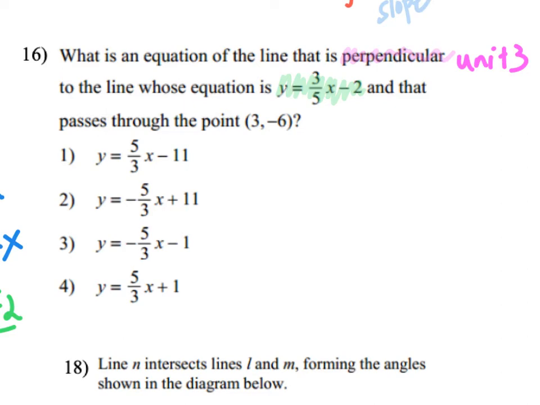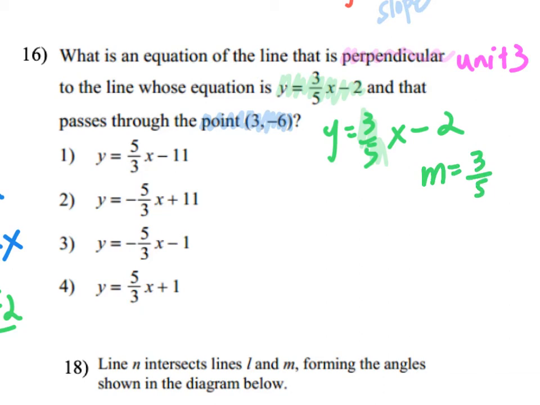And it passes through this point, right? 3 comma negative 6. It passes through this point, right? So with my given equation, y equals 3 over 5 x minus 2, I'm pretty happy about the way that this is given to me because I can clearly identify that my slope is 3 over 5. So my slope is 3 over 5.